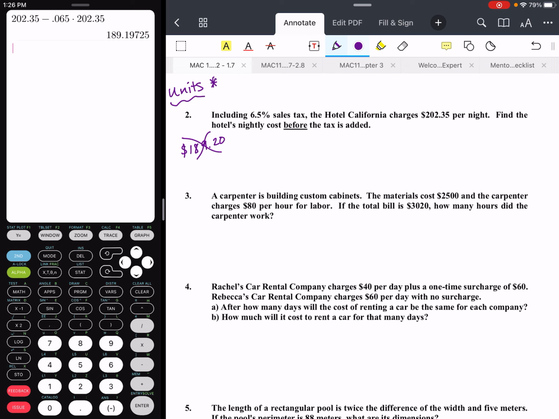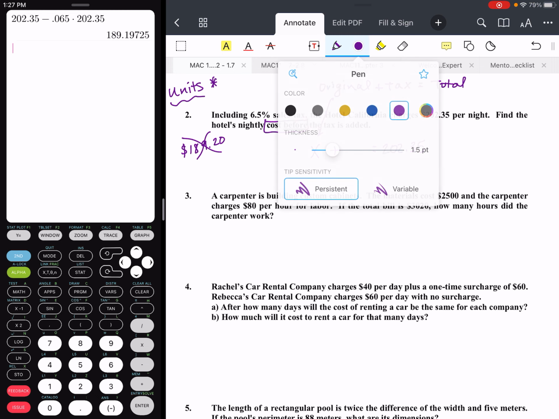So instead, we know that in general, for any tax setup, you have your original sticker price plus the tax amount, and that equals the total, right? We're looking for the original cost before tax, so we can call that original cost X. That's our unknown. Then we'll add some tax amount, and we'll get to that in just a minute because that's the tricky part of this problem. And we know that our total price is $202.35, including the tax.